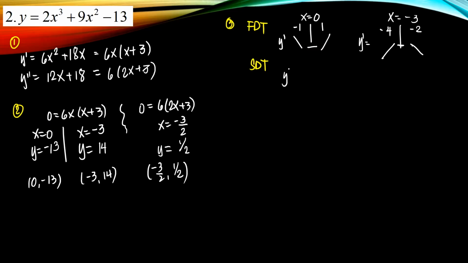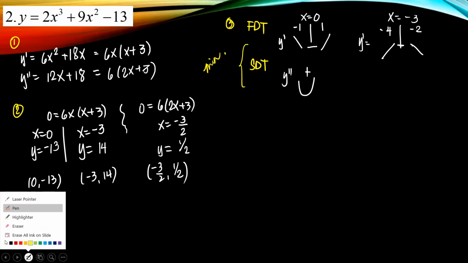So second derivative test, let's plug in the actual value in the second derivative. If it's 0, 0 plus 3 is positive 3 times 6, it's positive. So it's just smiling. That means you have proven now that this one is minimum.